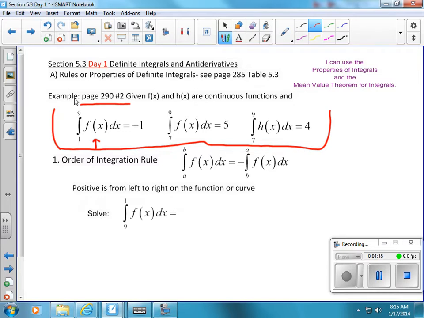The integral between 7 and 9 of some other function h, notice this is an h, this is an f, and this is an f. Don't get those three confused. Between 7 and 9, h is 4. All right, so that's what's given to us.